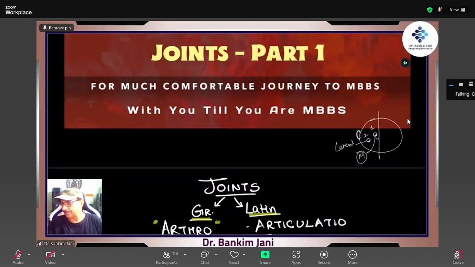Medial and lateral, the difference lies only when it comes to the hand. That is important. When it comes to the hand, the middle long finger is the midline. You have to consider this finger as the midline.